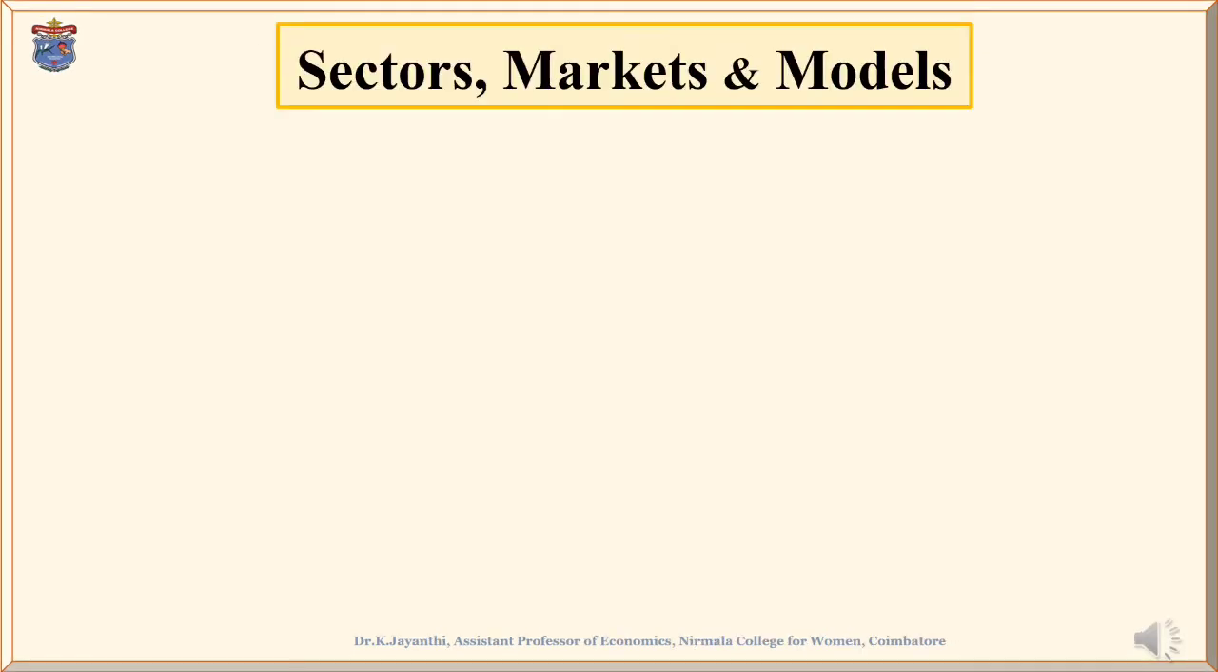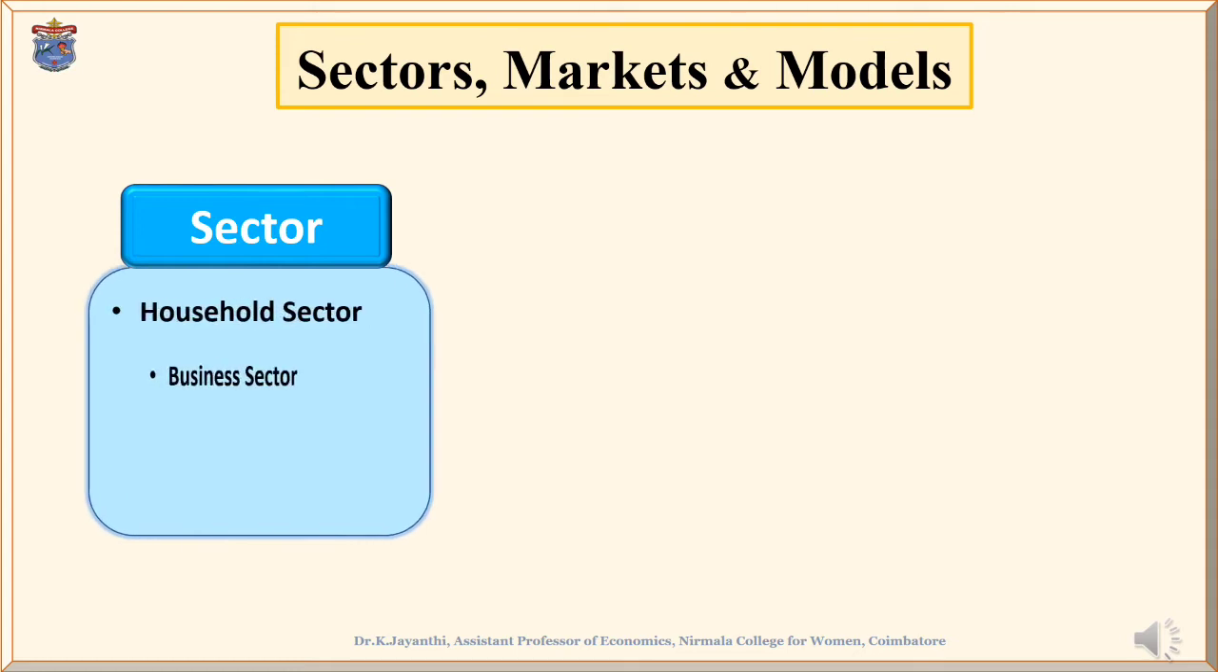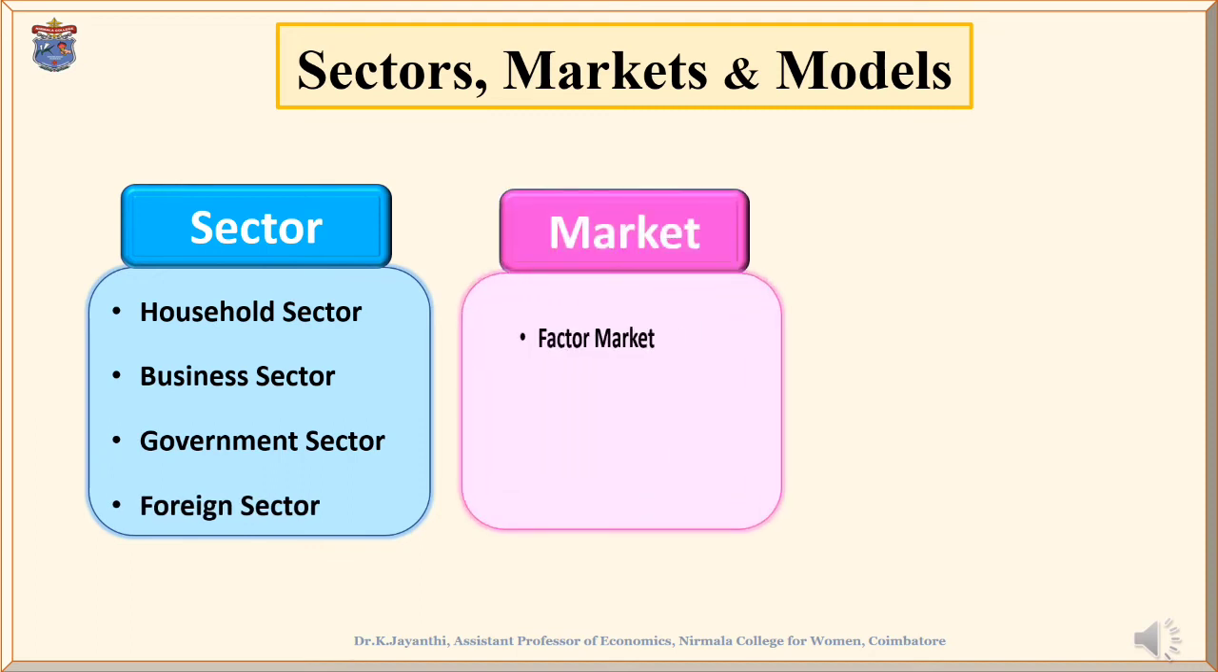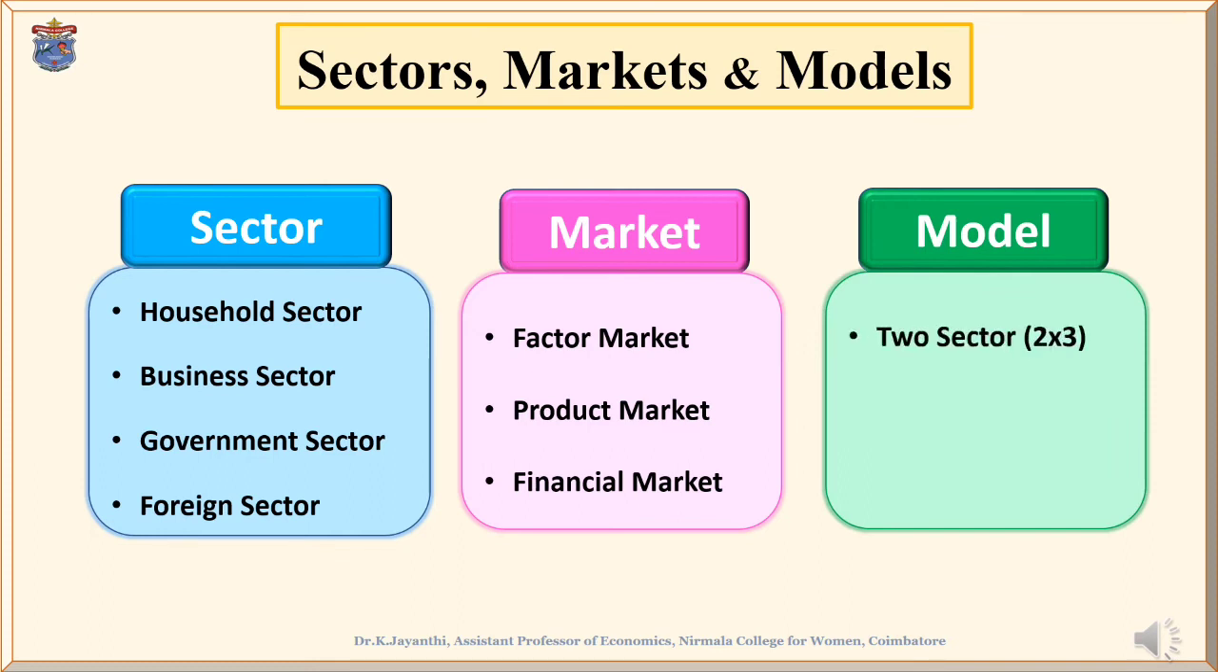Four sectors, three markets, and three models in the circular flow of income model. The four sectors are the household sector, the business sector, the government sector, and the foreign sector. The three markets are the factor market, the goods market, and the financial market. And the three models are two sector model, three sector model, and four sector model. Let us see the four sectors.